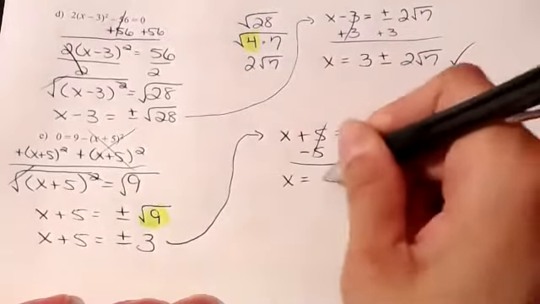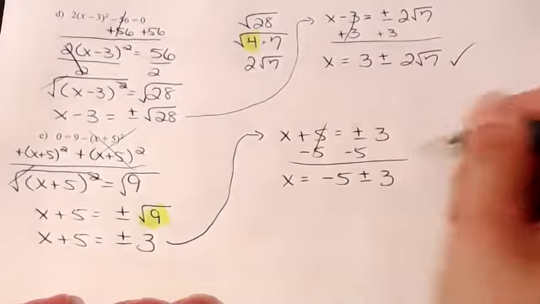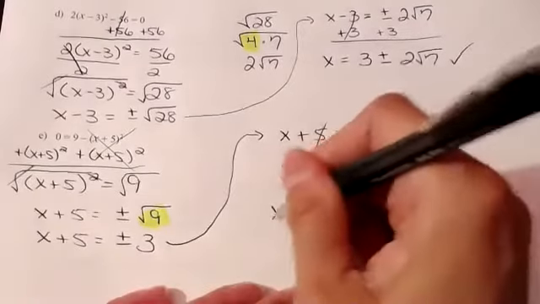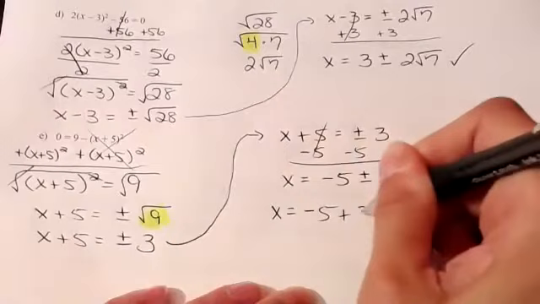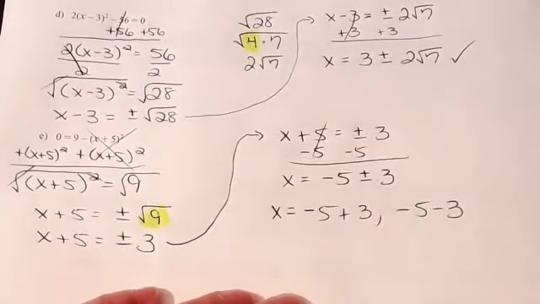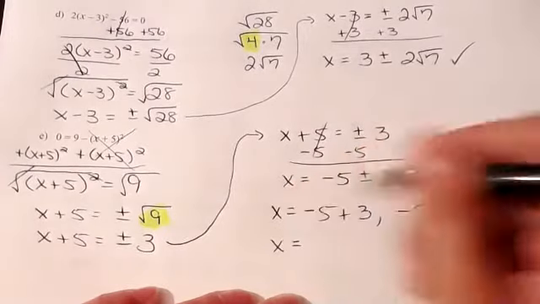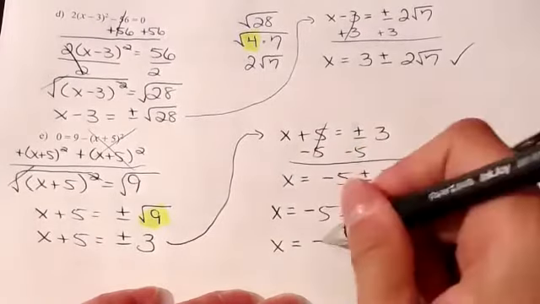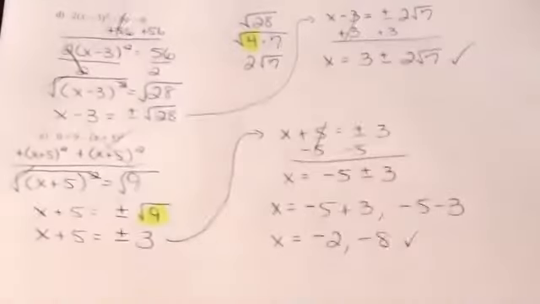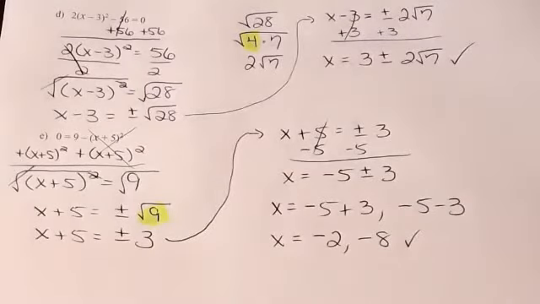And that leaves me with negative 5 plus or minus 3. We can actually do this math, which is pretty cool. We can actually evaluate these solutions. So we have that x is equal to negative 5 plus 3 and negative 5 minus 3. So let's actually do the math. Let's simplify these. Negative 5 plus 3 is negative 2. And negative 5 minus 3 is negative 8. And those are your 2 solutions for part E.